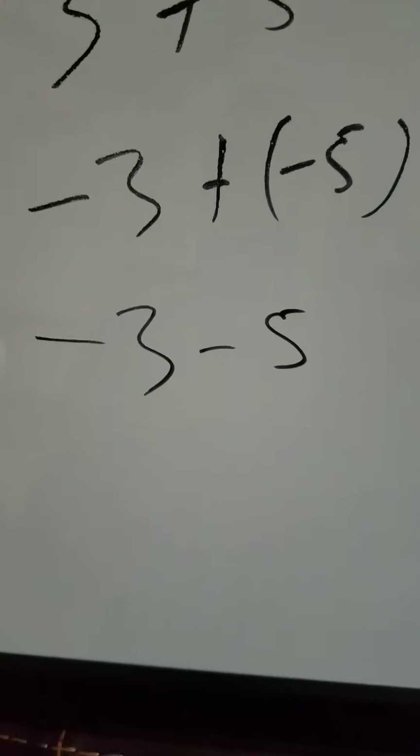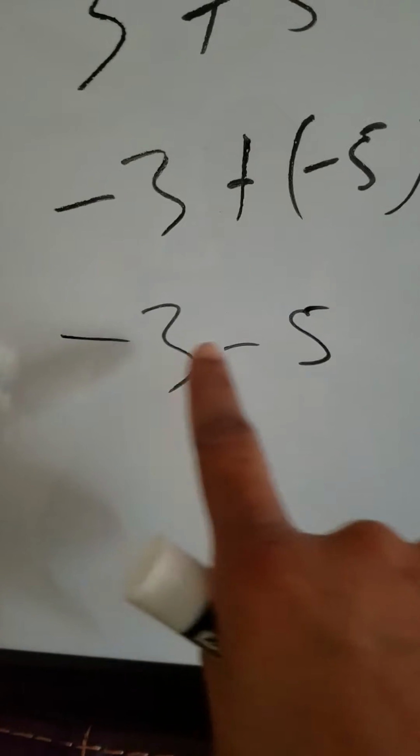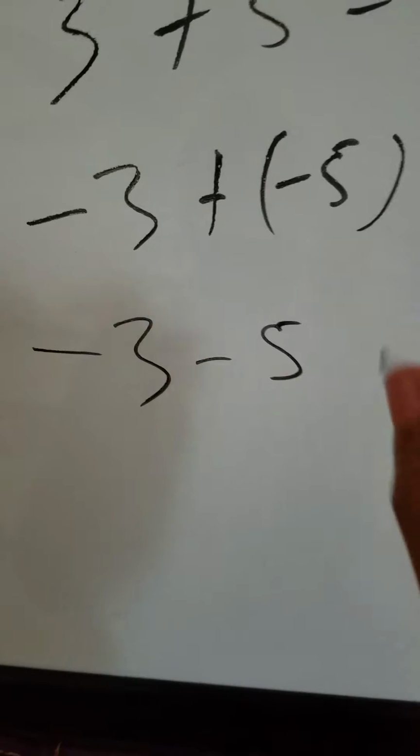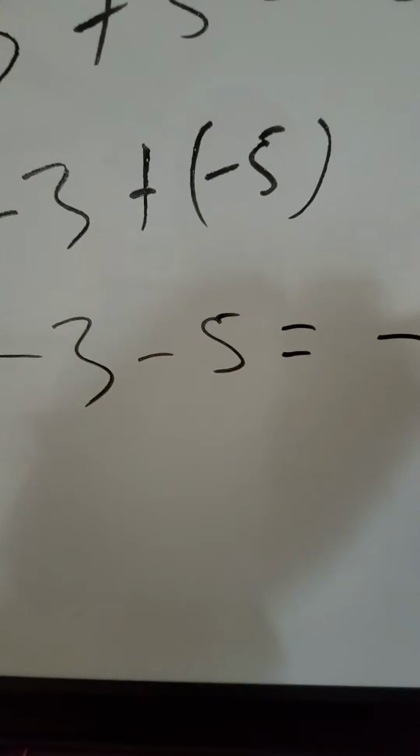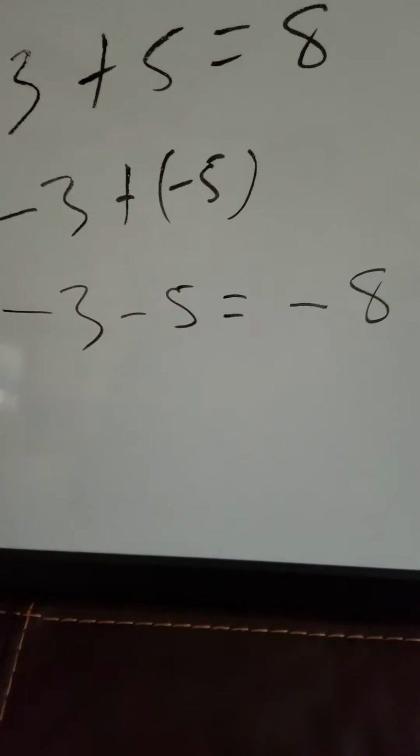And the way to think about this is, let's say you owed someone $3 and then you owed someone else $5. Then in total you actually owe $8. And that's how we approach two negative numbers.